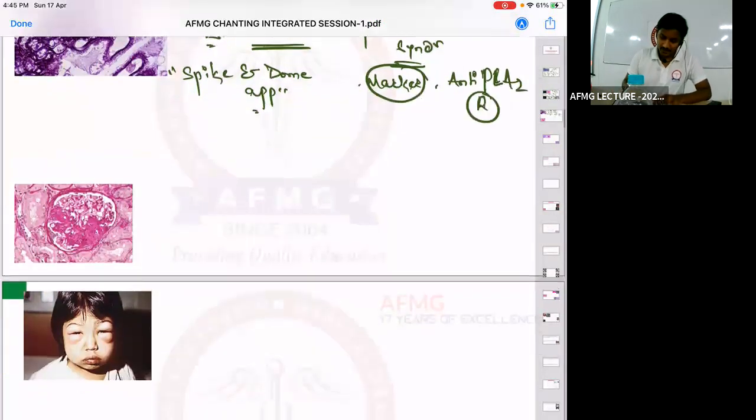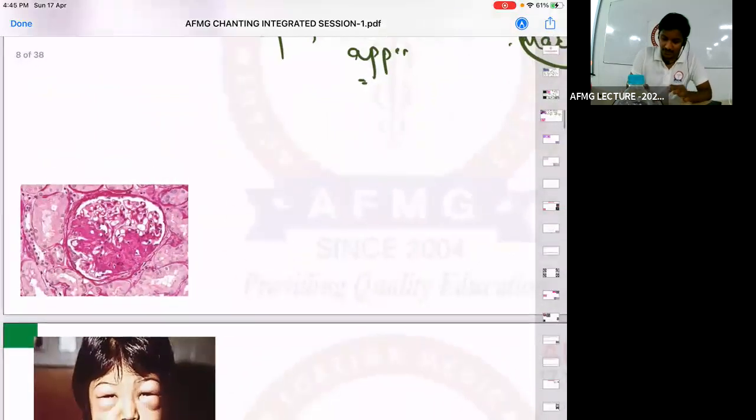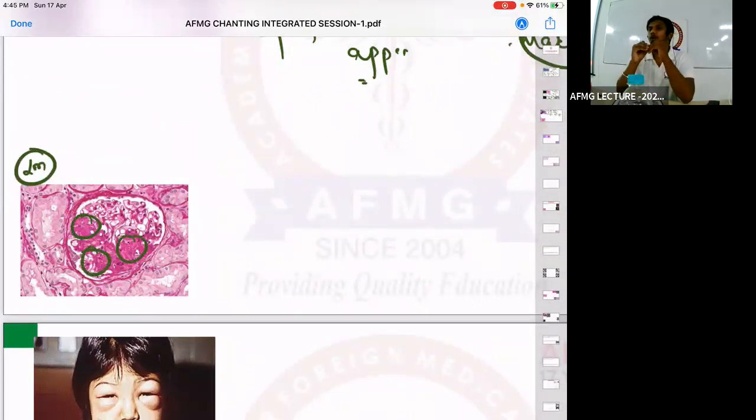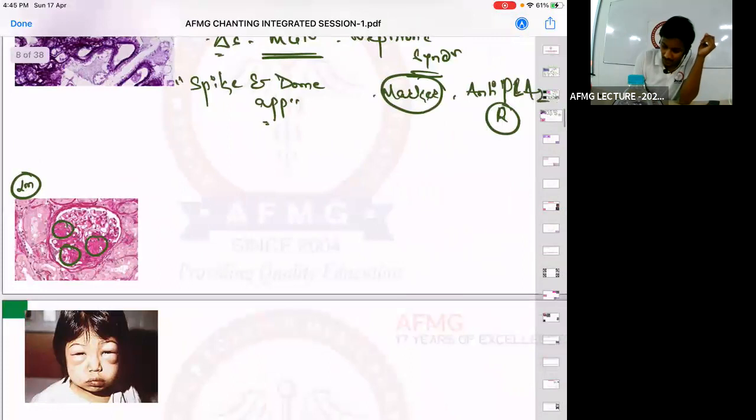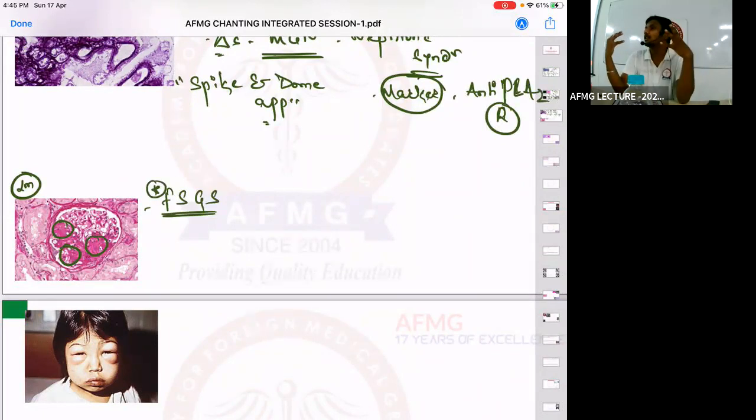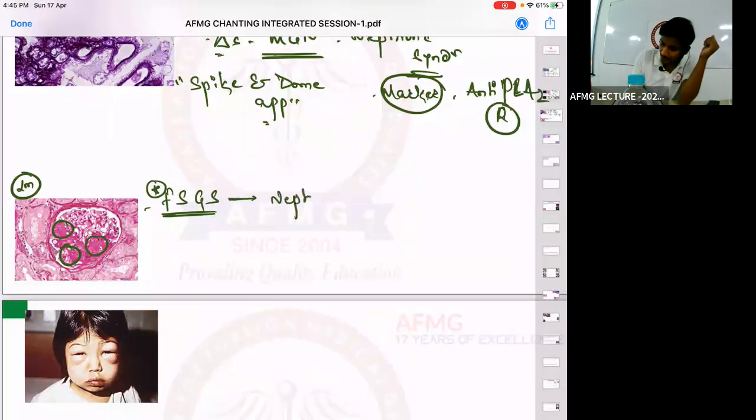Next, here you can see again a kidney biopsy, light microscopic picture, and some part of the glomerulus is affected. Some area is affected, that means focal. And some segments of the glomerulus are affected. This is called focal segmental glomerulosclerosis. So here there would be fibrosis or sclerosis in the glomerulus. It is a type of nephrotic syndrome. Rather, it is the most common cause of nephrotic syndrome in adults.